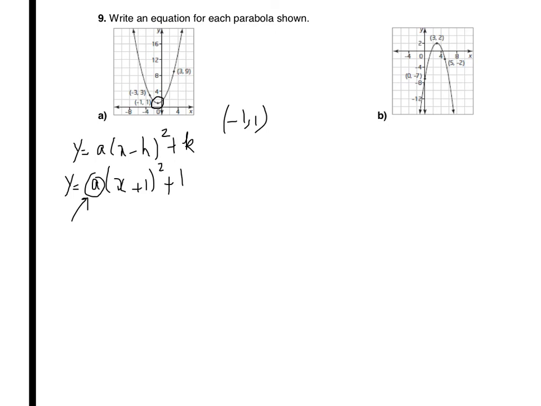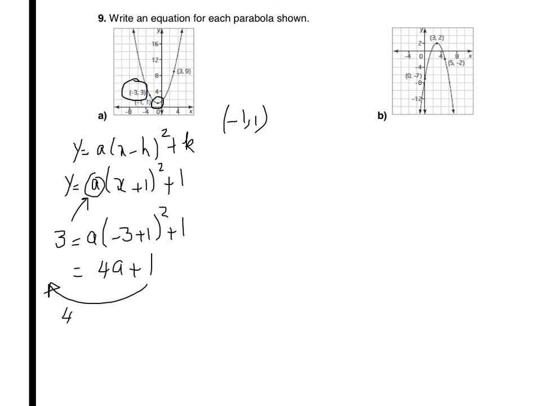So I'm going to pick, let's say, the point negative 3 and 3. Negative 3 and 3, x is negative 3, y is 3. So I'm going to sub it back in the equation. I get 3 is equal to a times negative 3 plus 1 squared plus 1. Now, negative 3 plus 1 gives you negative 2, squared is 4. So it's going to be 4a plus 1. I'm going to move this 1 to the left. I get 4a is equal to 3 minus 1, which is 2. So a is 1 over 2, which is equal to 0.5.